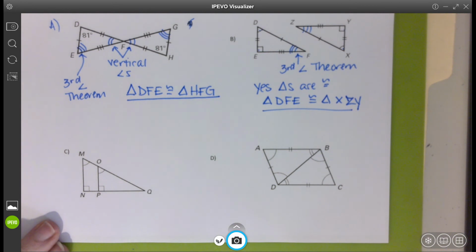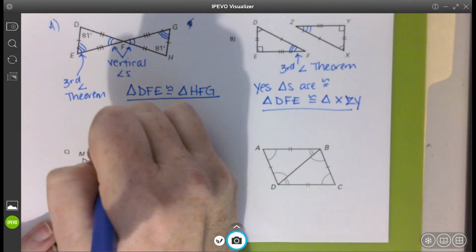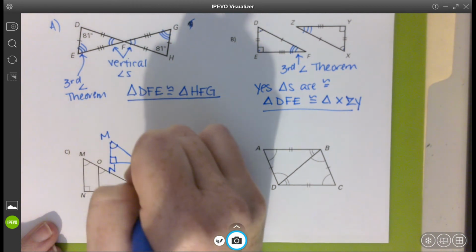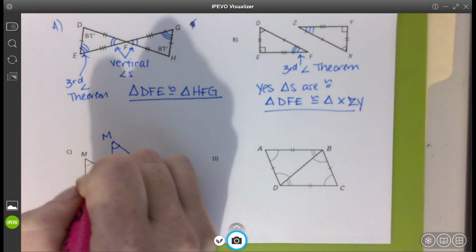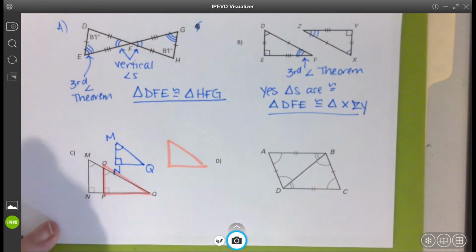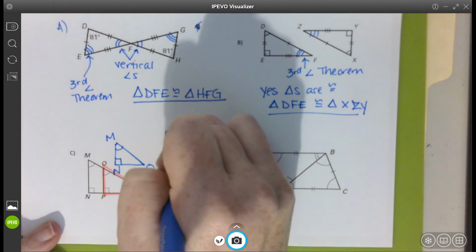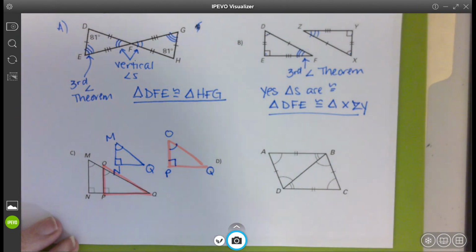All right. Letter C. I see overlapping triangles, so I want to undo that and draw them out. So here I'm going to have M with a curve marking, N with that right angle, and then Q. I'm going to highlight a second triangle. And here I have O with the curve marking, P with the right angle, and then Q.